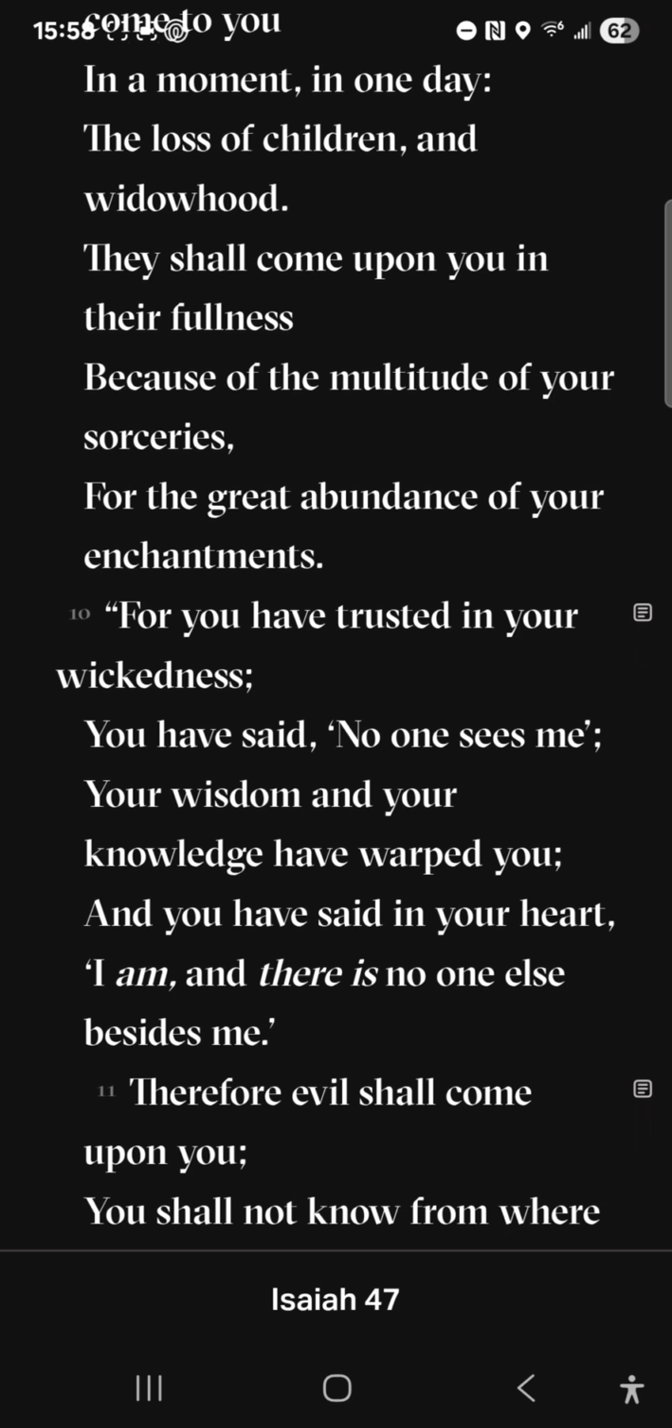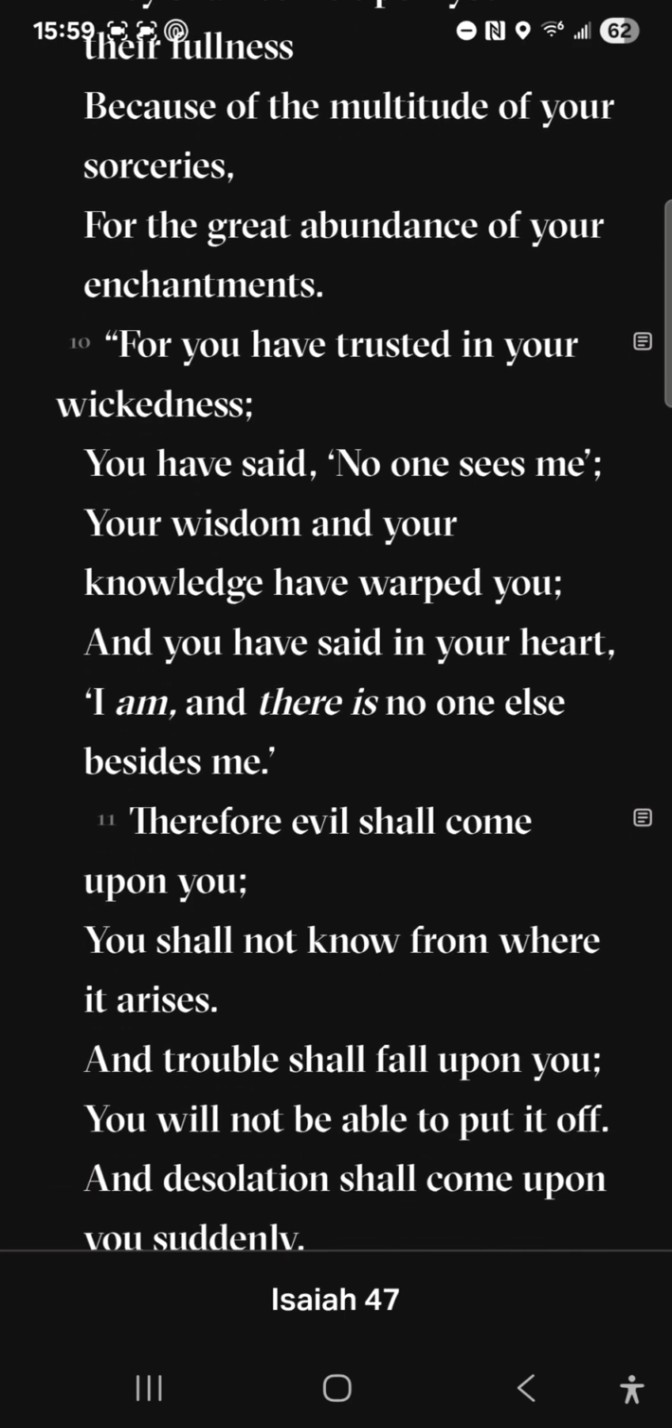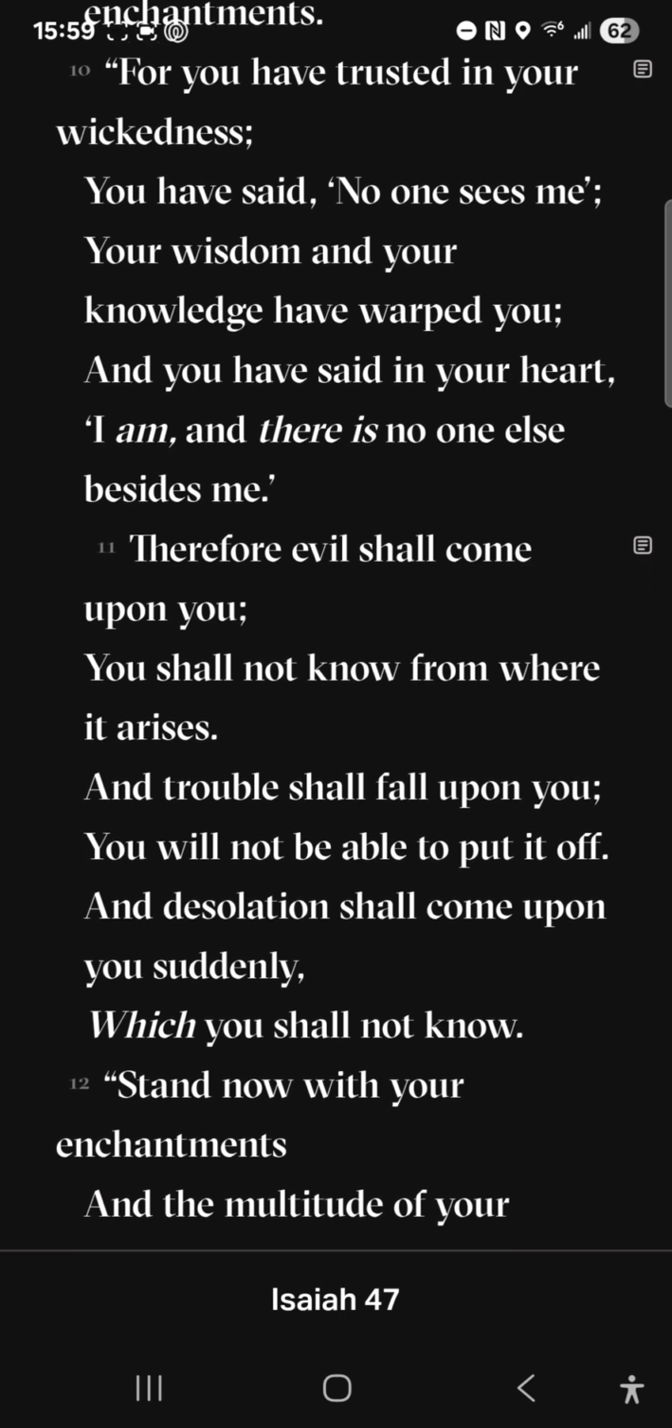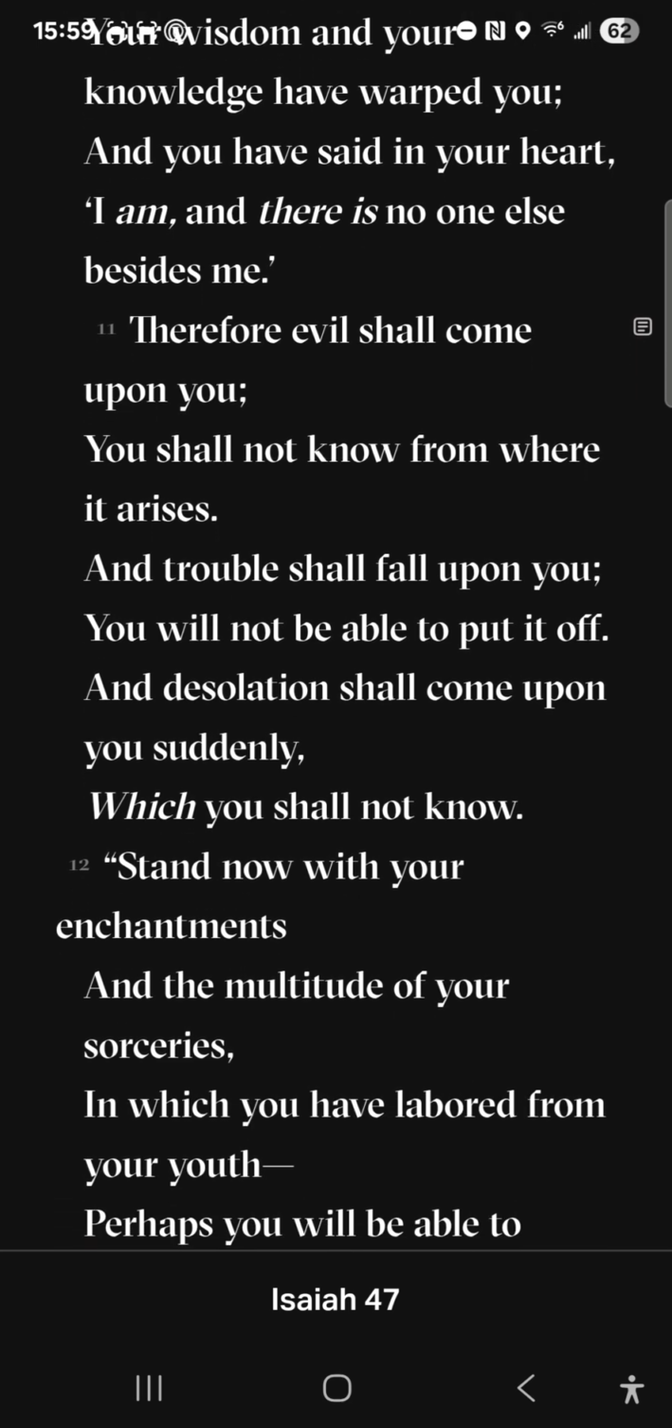For you have trusted in your wickedness. You have said, no one sees me. Your wisdom and your knowledge have warped you. And you have said in your heart, I am, and there is no one else beside me. Therefore, evil shall come upon you. You shall not know from where it arises, and trouble shall fall upon you. You will not be able to put it off. And desolation shall come upon you suddenly, which you shall not know.